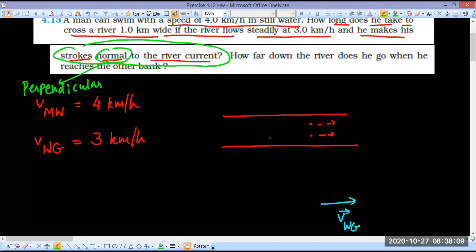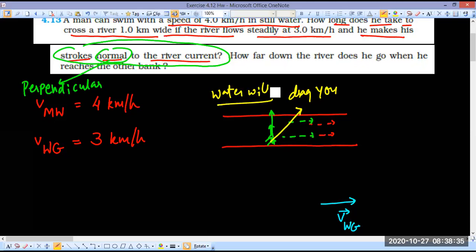So this is a very natural experience. I'm sure you all would realize, if water is flowing like this and you try to swim like this, perpendicular to it, then with respect to ground you would go there. You understand this? Water will drag you. Do you agree with this? If you try to swim like this, the water will drag you and you will go sideways.